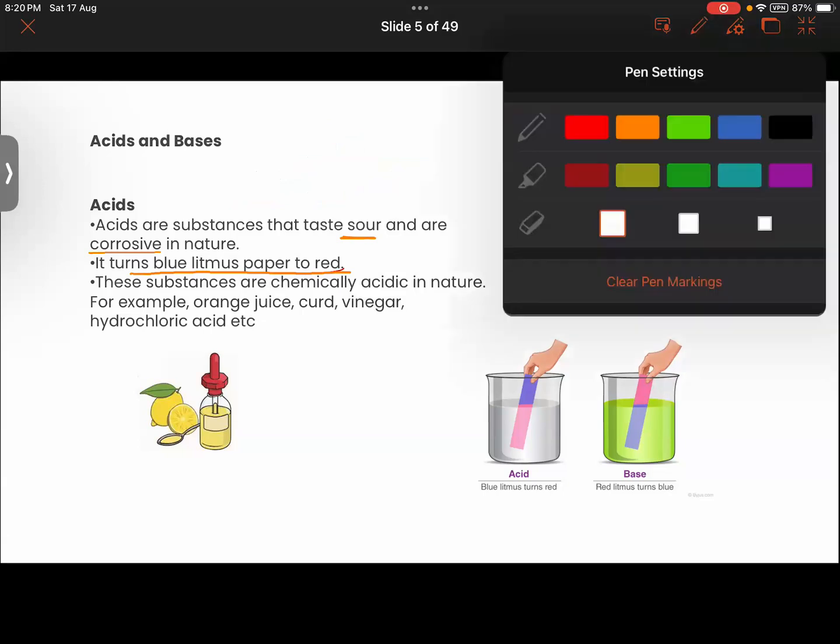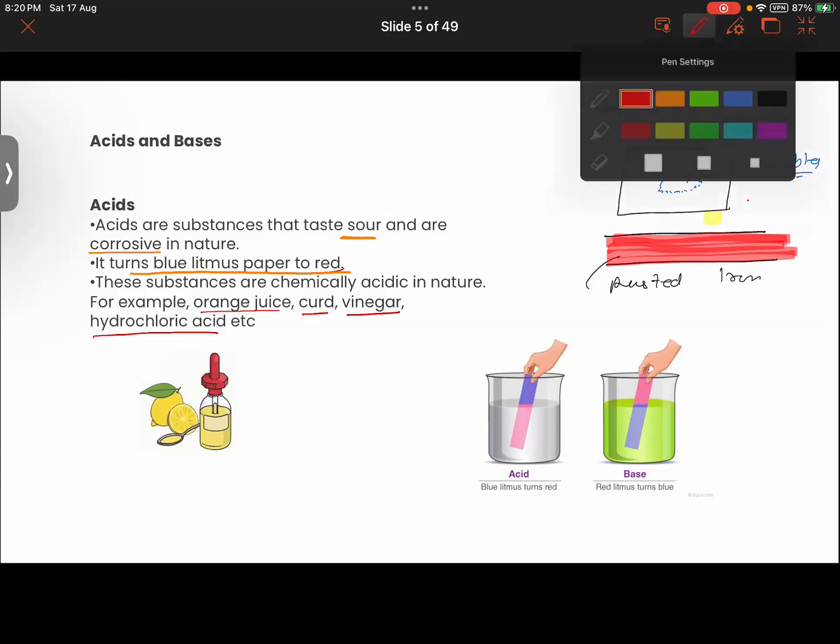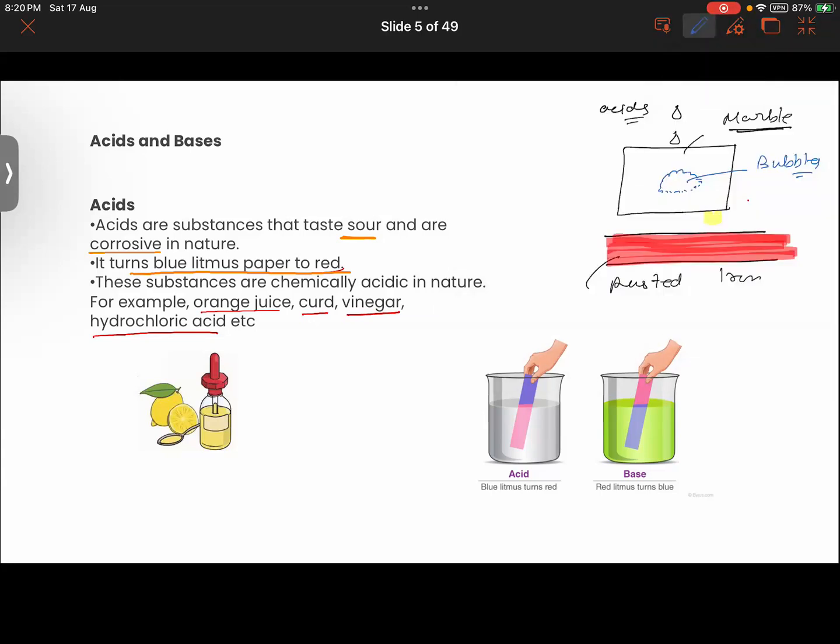Okay. So the next thing I was saying moments ago is that acids are corrosive in nature. They will eat the surface of the things on which they fall. Are you getting it, both of you? What I just explained. Yes, sir. We have several examples of these substances: orange juice contains citric acid, curd contains lactic acid, vinegar contains acetic acid, and we also have hydrochloric acid. Both of you, write down the important things which I'm going to highlight.